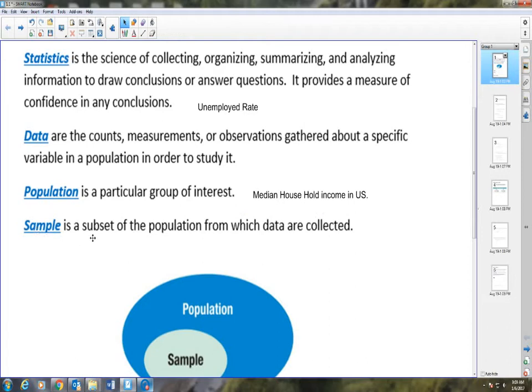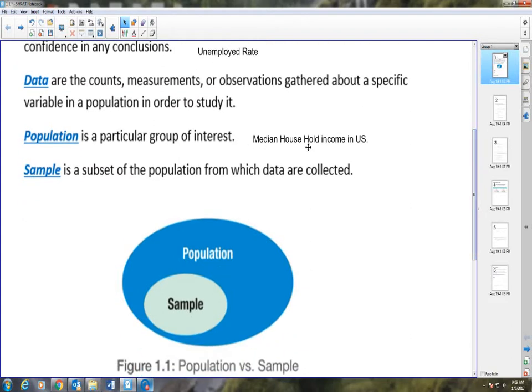A sample is a subset of a population from which the data are collected. One of the things you've got to be aware of is that for questions like median household income in the United States, that type of data is almost impossible to collect. It's not practical to ask every single household in the US what their income is. So instead of collecting data from the entire population, we can collect different samples throughout the different regions of the states, and then expand it to the entire US.